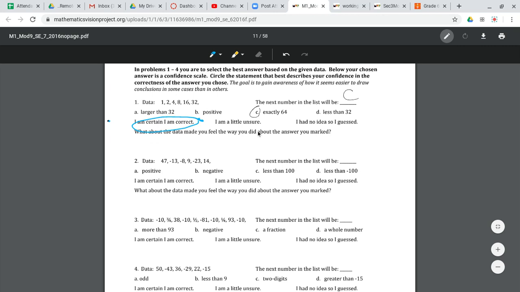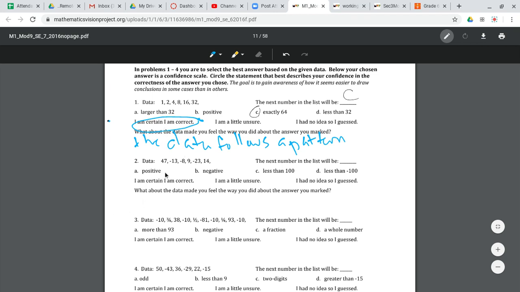So what about the data made you feel the way you did about the answer you marked? The data follows a pattern. So because it follows that pattern, we can be certain about our answer.